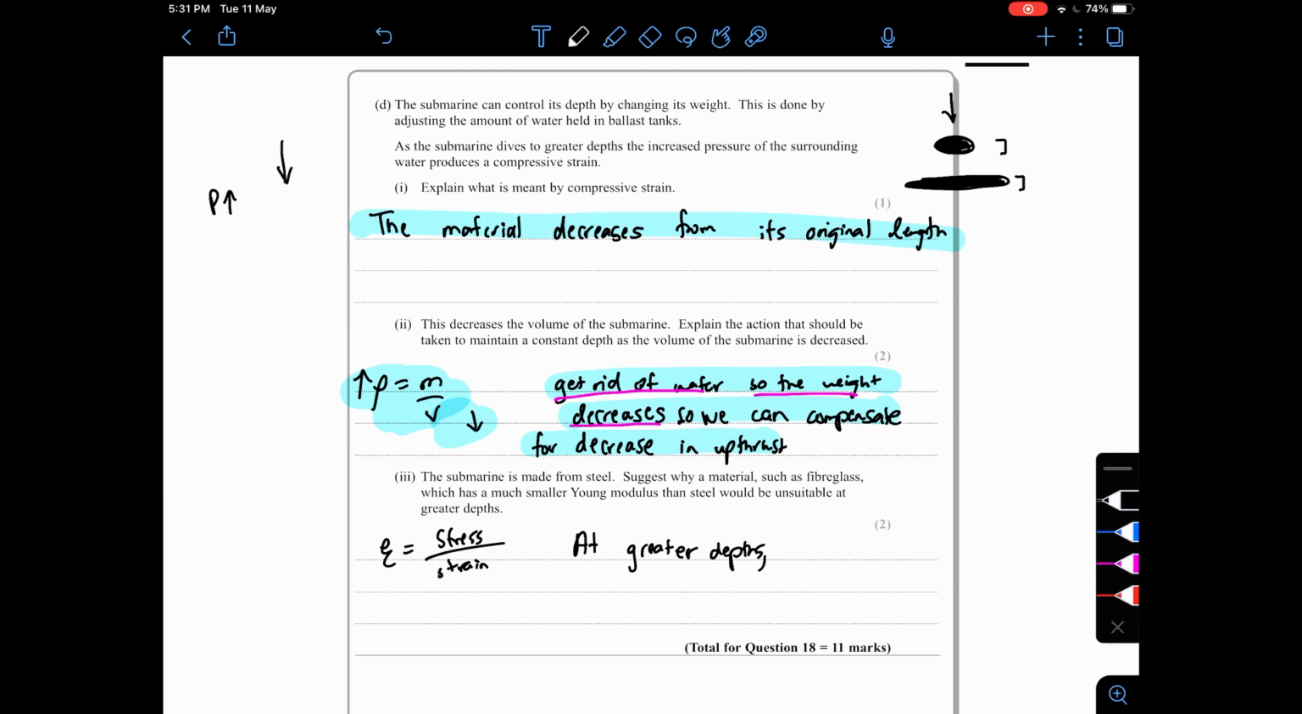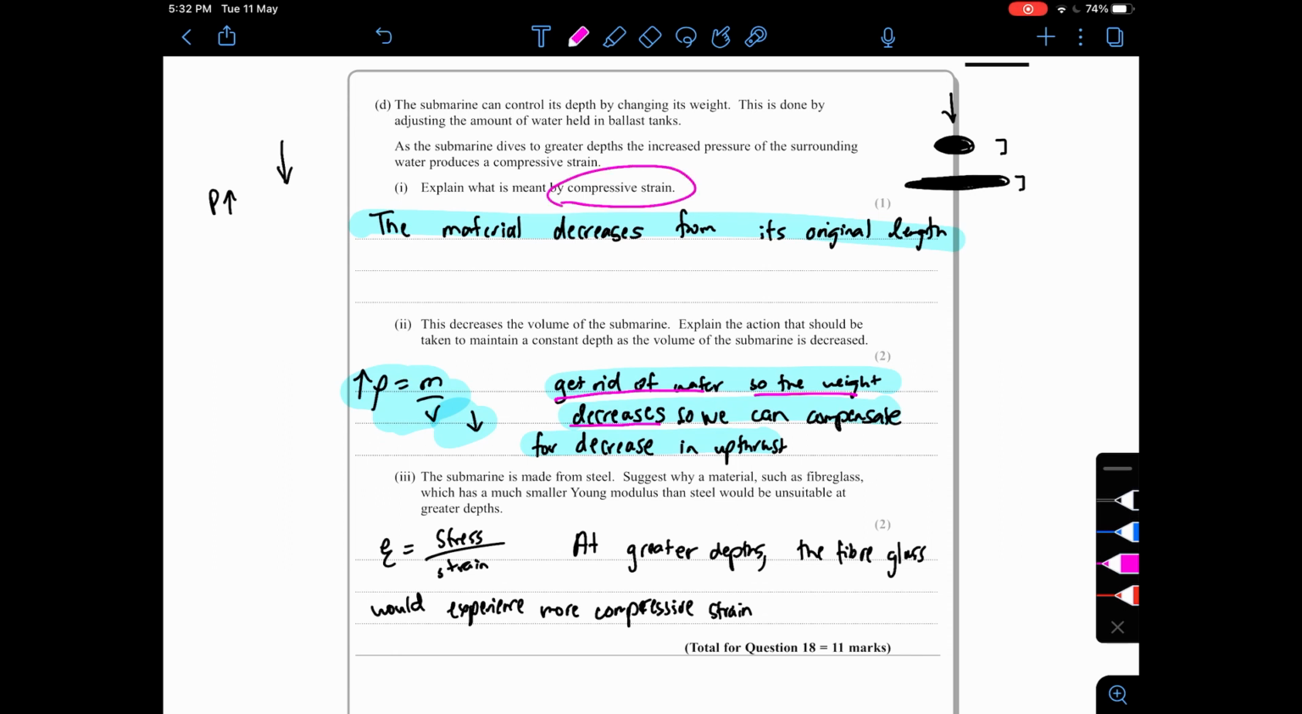So that means at greater depths, like when the submarine goes down, we have to always link back to what the question is asking. We can't just go off topic. So at greater depths, the fiberglass would experience more compressive strain. The key word here is compressive strain. So what does compressive strain do?